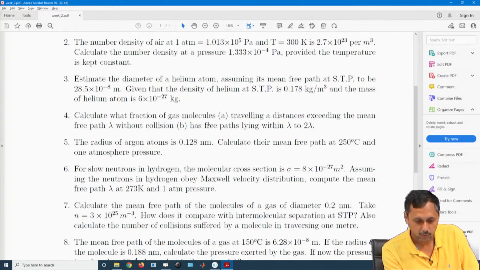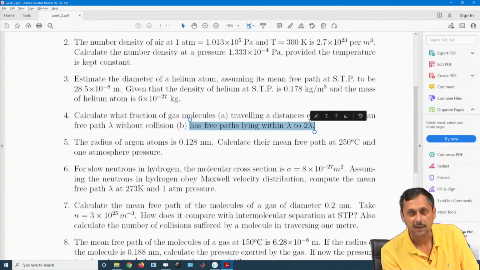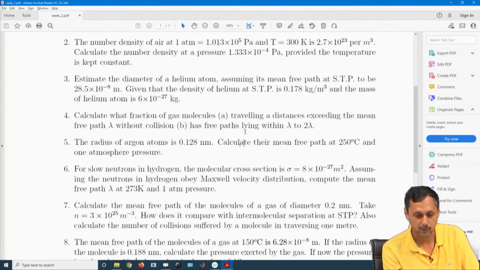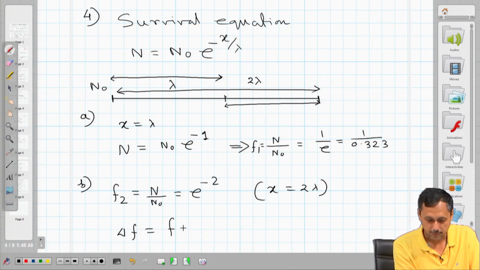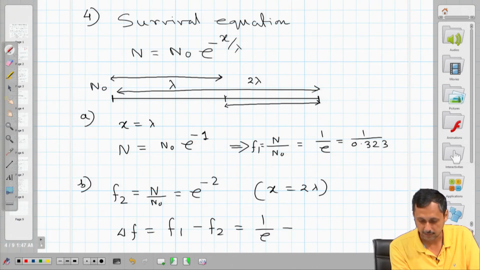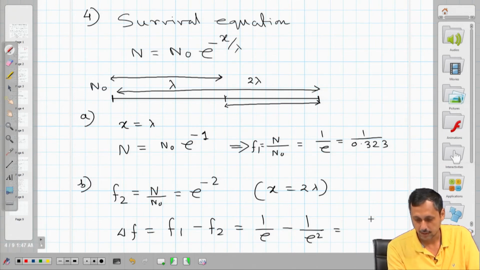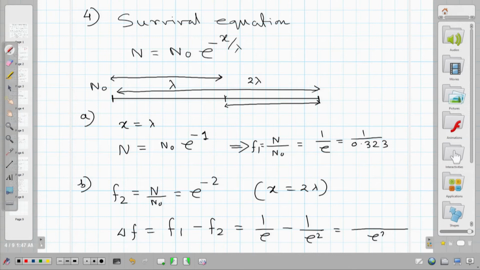The fraction we are looking for is the difference between F2 and F1. F1 will be more, F2 will be less. So, our delta F will be F1 minus F2, which is 1 over e minus 1 over e square, which is e minus 1 over e square. So, this is the number. Once again, I do not know what number it will be, but as far as I remember, it will be something like 0.222.